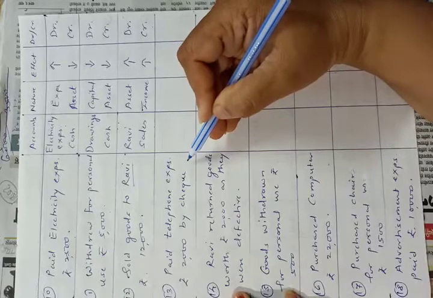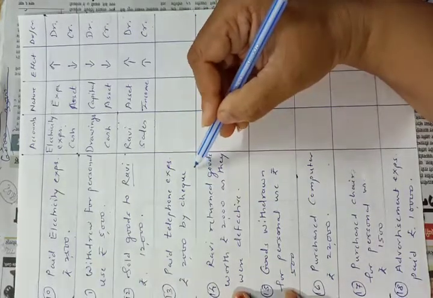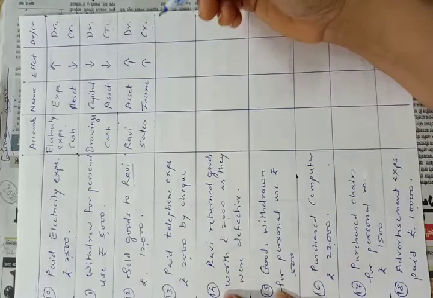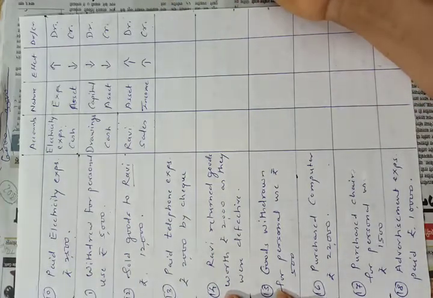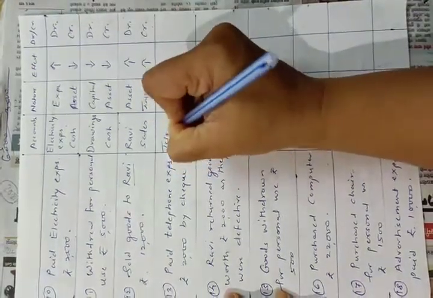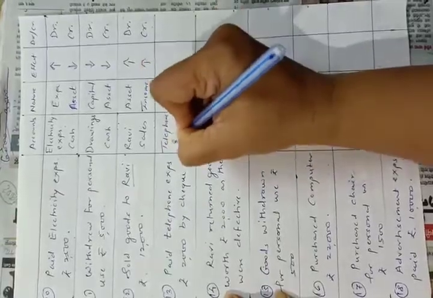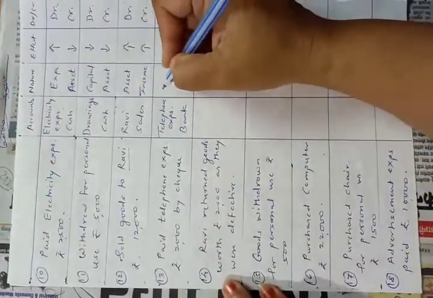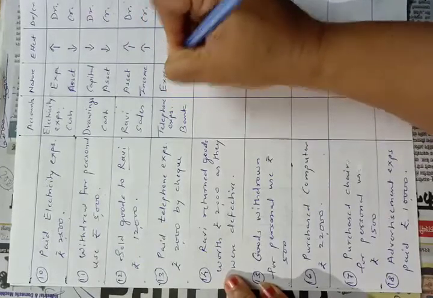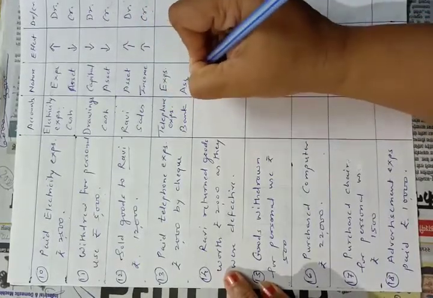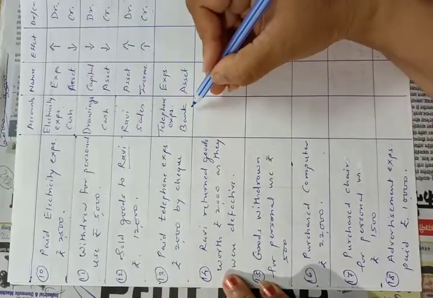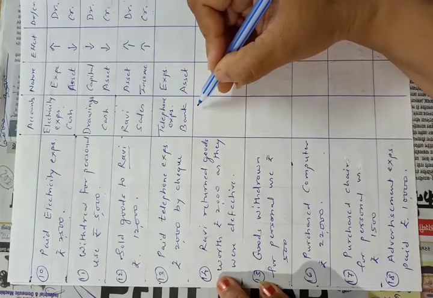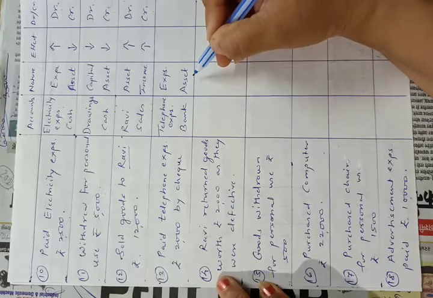Paid telephone expenses rupees 2,000 by check. As we are making payment by check, one account will be bank account and one account will be telephone expenses account. So telephone expenses account and bank account. Telephone expenses account are our expenses and bank account is our asset because it is cash at bank. Okay. So bank balance it is. So it is our asset.